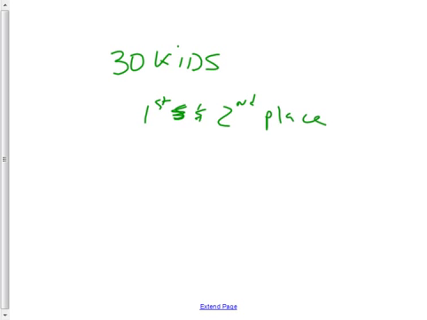So if I did a race with 30 kids and I was going to give out first and second place, that would be a race, so I can tell right away it must be a P, and there'd be 30 P2. Those can be done on the calculator under the Math button and the PRB, and then you look for the thing that says nPr.